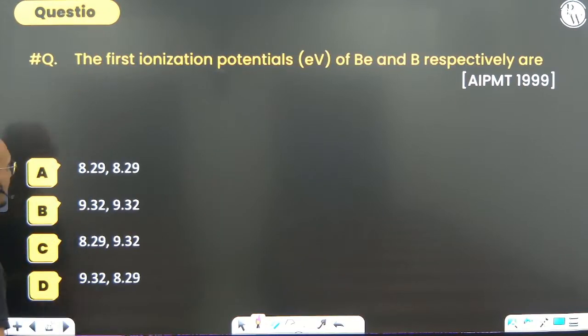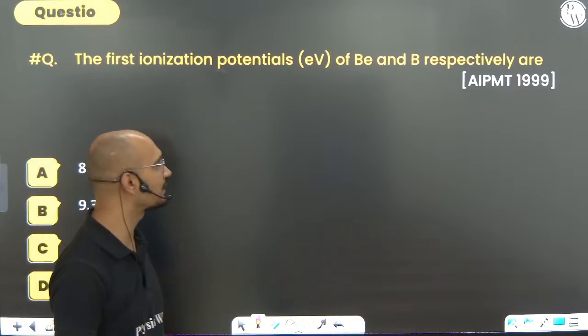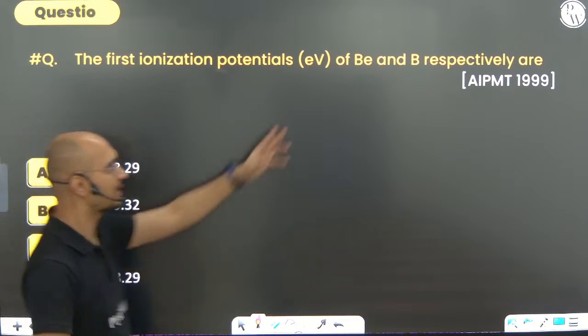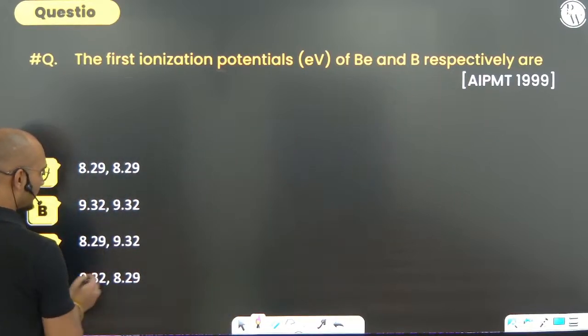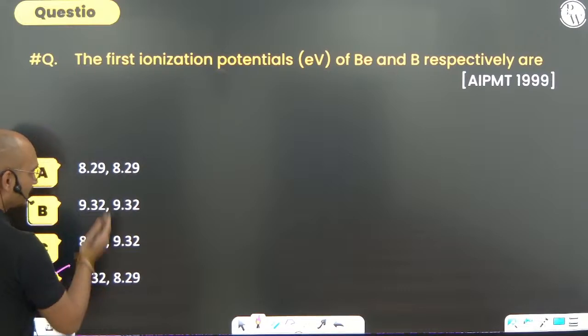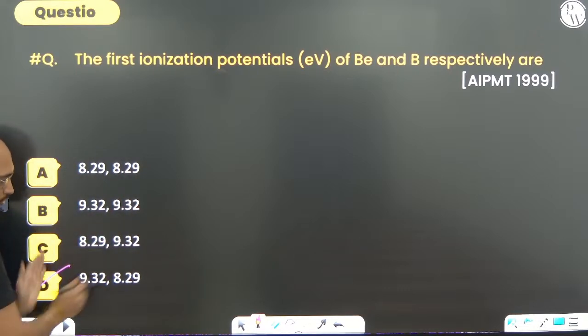Chlorine, not a big deal. Next, the first ionization potential of beryllium and boron respectively. Beryllium should have more because it is half filled, boron should be less. So more, less, more, less. Option D.